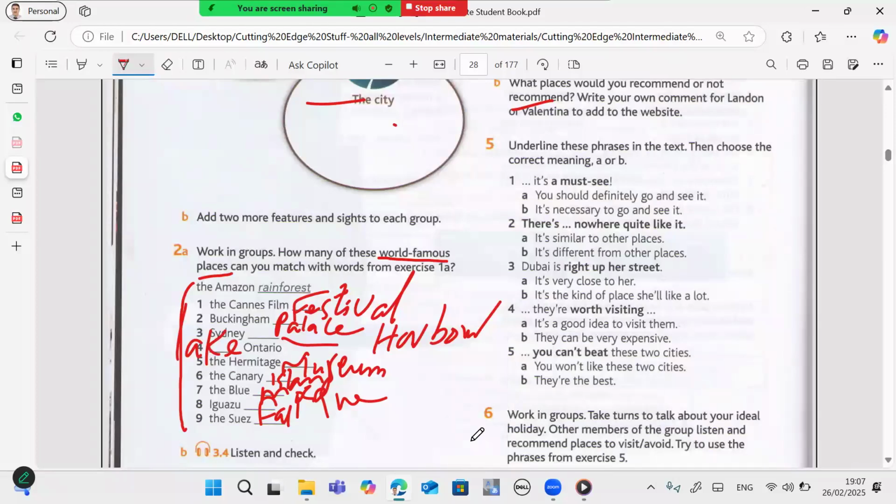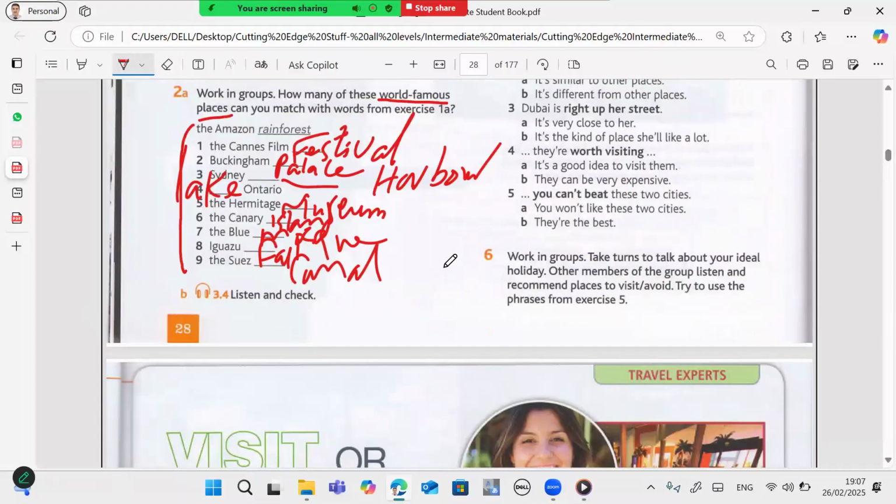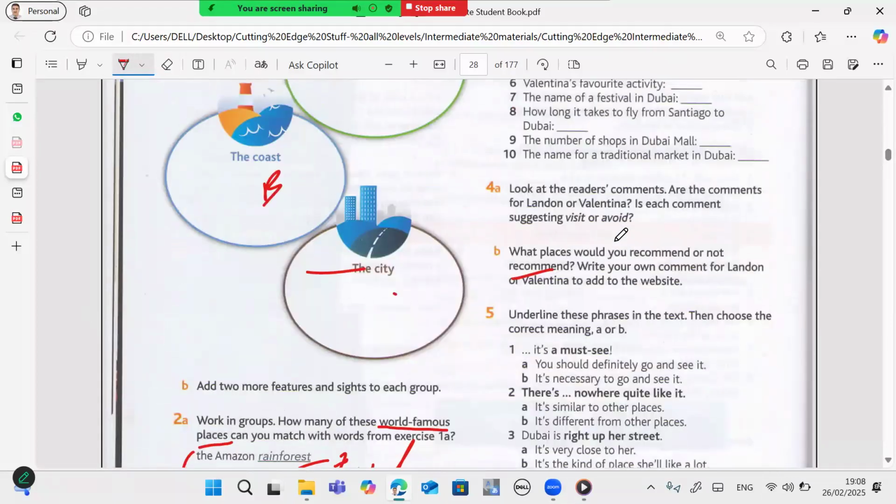9. The Suez Canal in Egypt links the Mediterranean and the Indian Ocean. It is one of the busiest canals in the world. Yeah, the Suez Canal in Egypt. It is the busiest canal in the world, and it connects the Mediterranean and the Indian Ocean. Exactly. Okay. So far, so good.